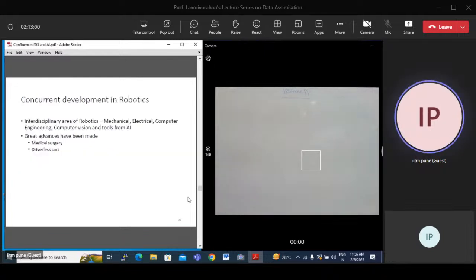And concurrent developments in robotics. Robotics is an area of interdisciplinary nature. It involves mechanical, electrical, and computer engineering. It involves computer vision. It uses tools from AI. Great advances have been made in medical surgery using robotics. Let's talk about driverless cars.